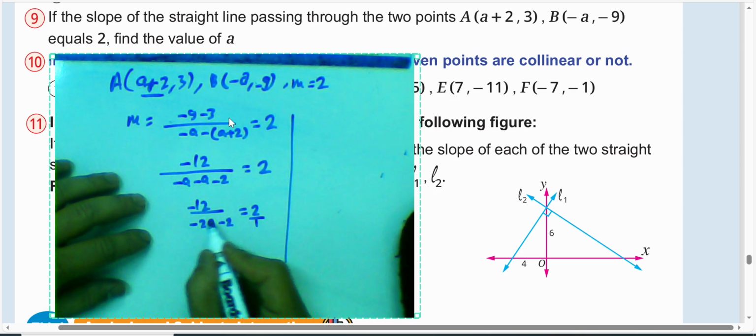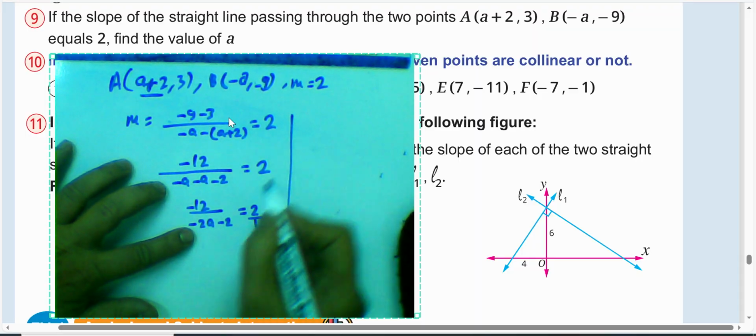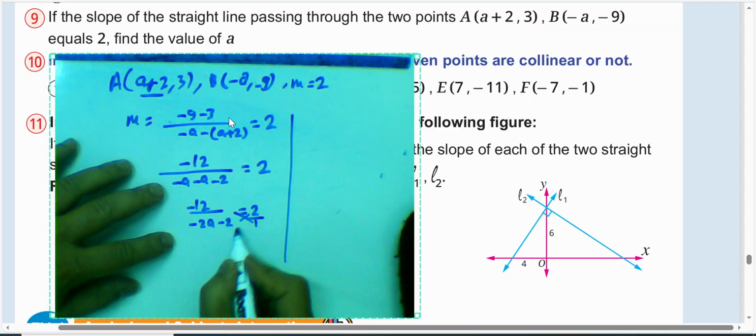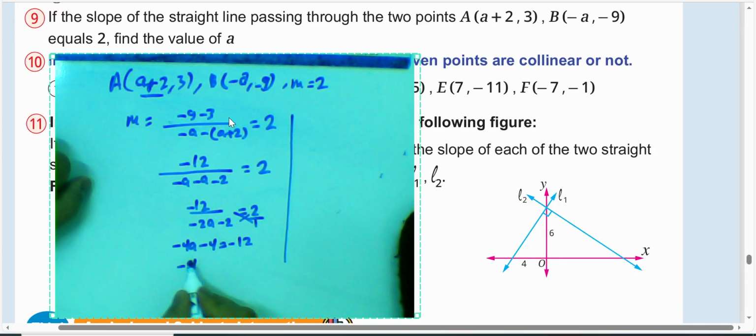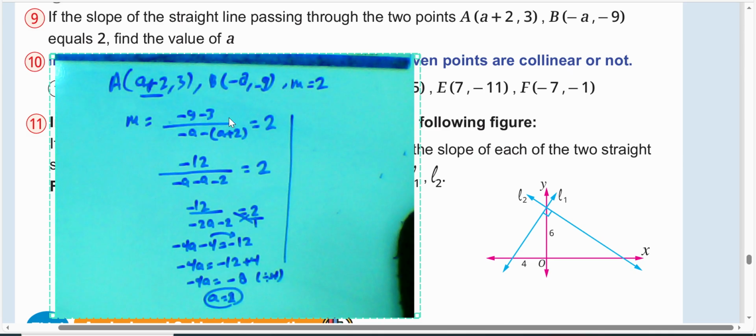The product of extremes equals the product of means. 2 times negative 2A will be negative 4A. 2 times negative 2 is negative 4, equals negative 12. Then negative 4A equals negative 12 plus 4, which is negative 8, divided by negative 4. Then the value of A equals 2.